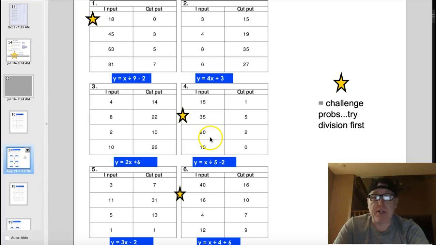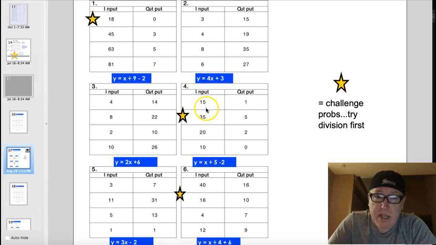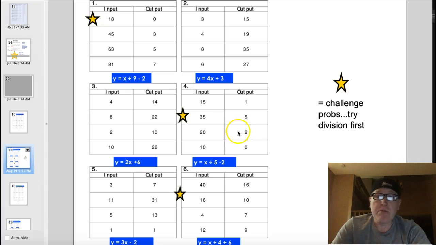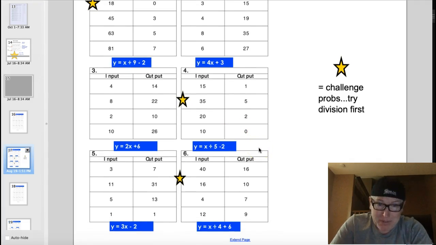Here's another one of these tough division ones. And again, the numbers are getting smaller. It's clearly not subtraction. So what do they have in common? Well, the only number that all of these have in common is 5. So try dividing by 5. 15 divided by 5 is 3. How are you going to get to 1? 15 divided by 5 is 3 minus 2. So then try this one. Divided by 5 is 7 minus 2. Divided by 5 minus 2 is 2. 10 divided by 5 is 2. Minus 2 is 0. All right.